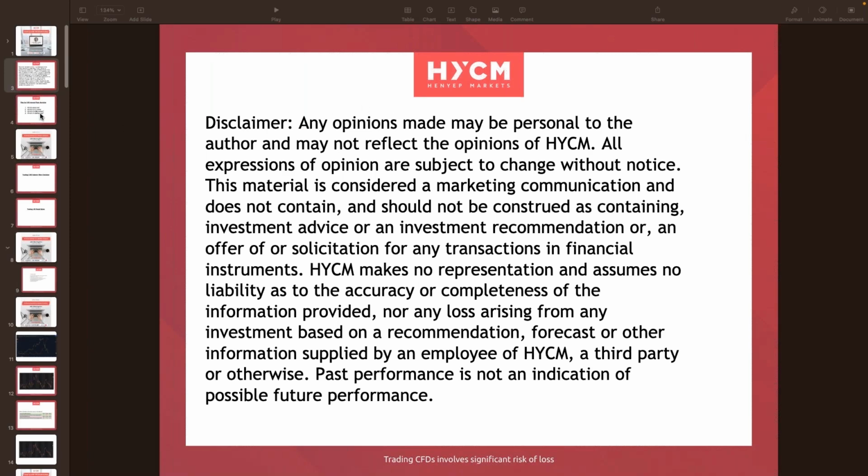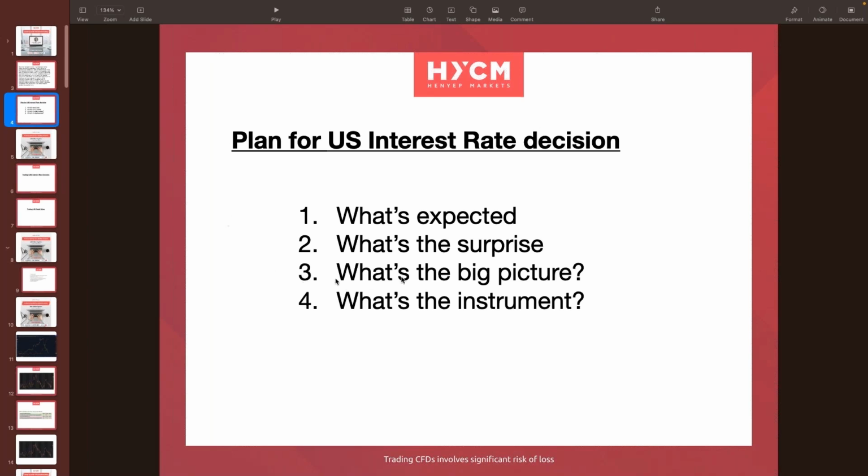Hope everybody's doing good. Now, the plan for the US interest rate decision. Remember, whenever we're looking at these key events, what we want to see is what's expected, what's the surprise, what's the big picture, and what's the instrument. It's going to be very simple today because I'm only going to express the interest rate decision through the gold market. I'll also give an opportunity in terms of what I'm expecting for one currency pair.